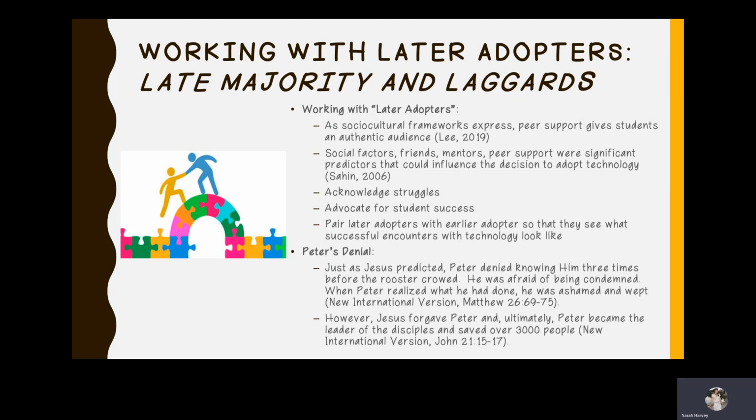In my opinion, it's not enough for me to stand up there and talk to them and tell them why it's important. I think that having that peer interaction and working together and seeing the successes that earlier adopters have will eventually lead later adopters to also feel like they can be successful with technology.